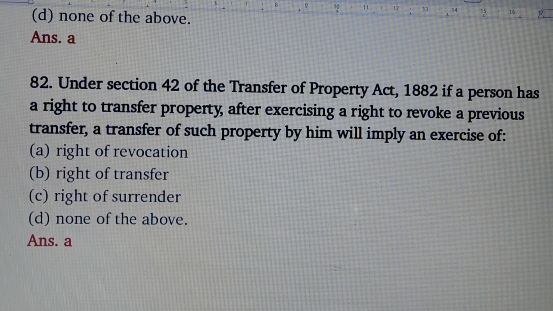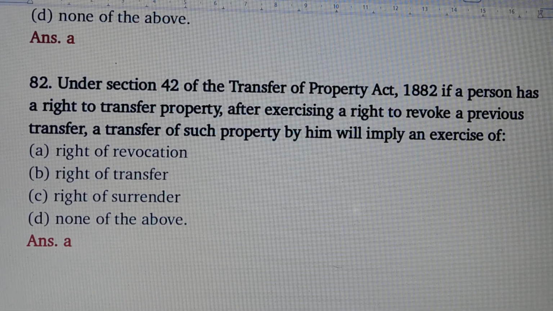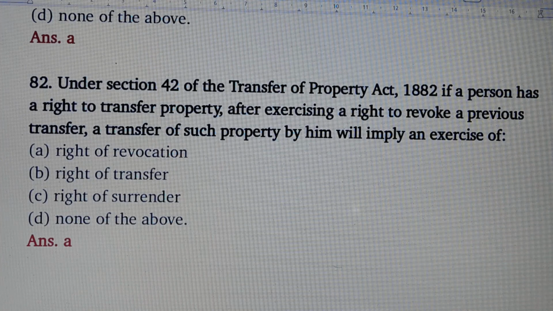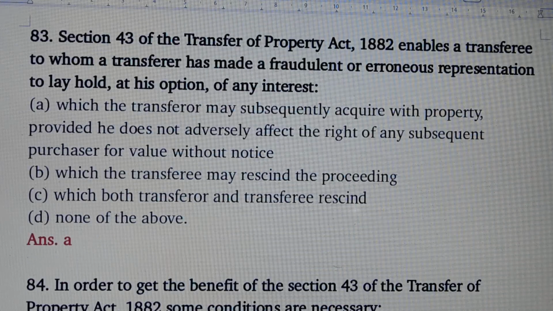Under section 42 of the Transfer of Property Act, if a person has a right to transfer property after exercising a right to revoke a previous transfer, a transfer of such property by him will imply an exercise of right of revocation. Answer is option A. Question number 83. Section 43 of the Transfer of Property Act enables a transferee to whom a transferor has made a fraudulent or erroneous representation to lay hold at his option of any interest.